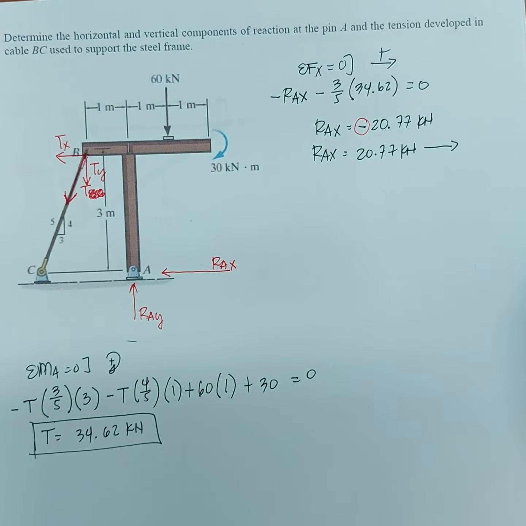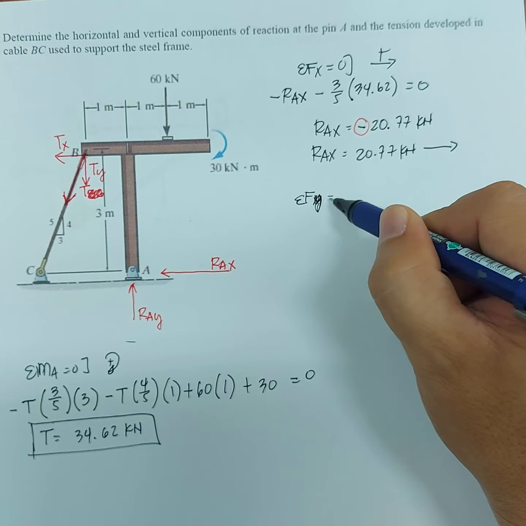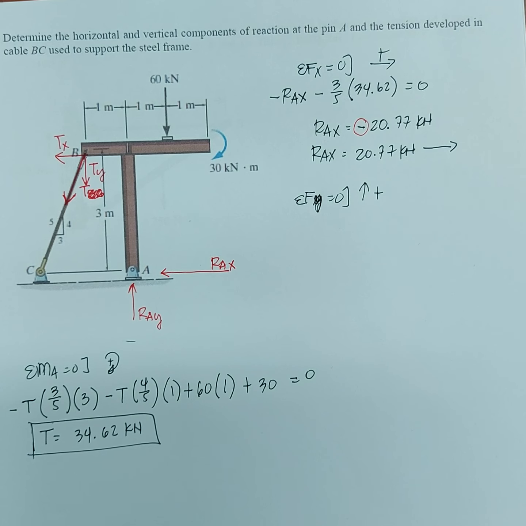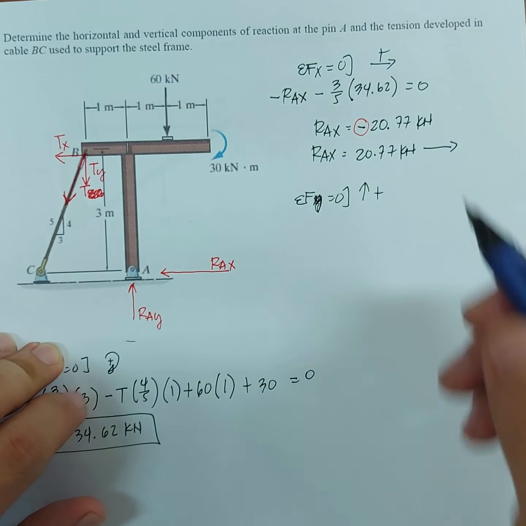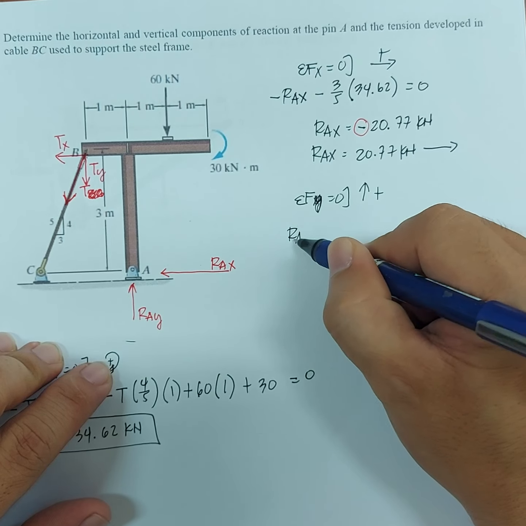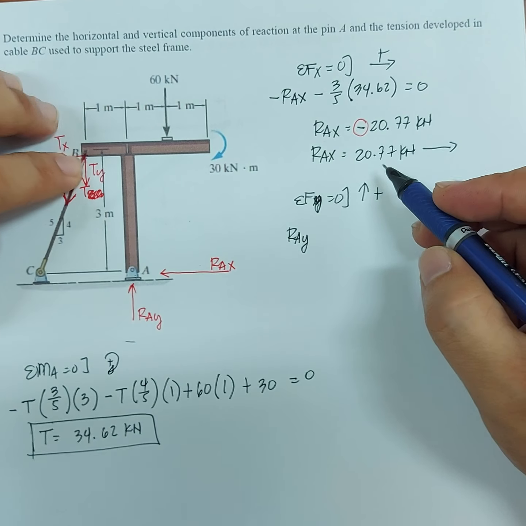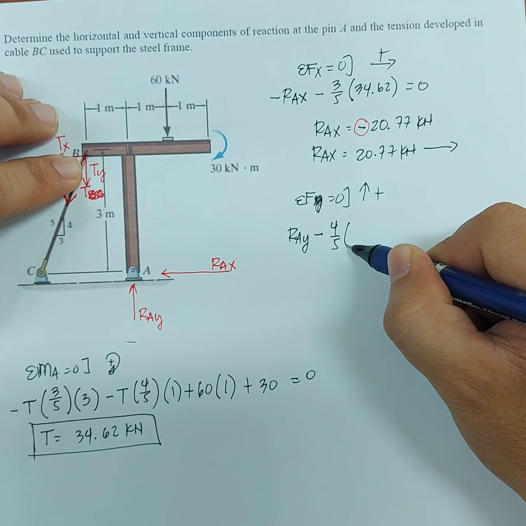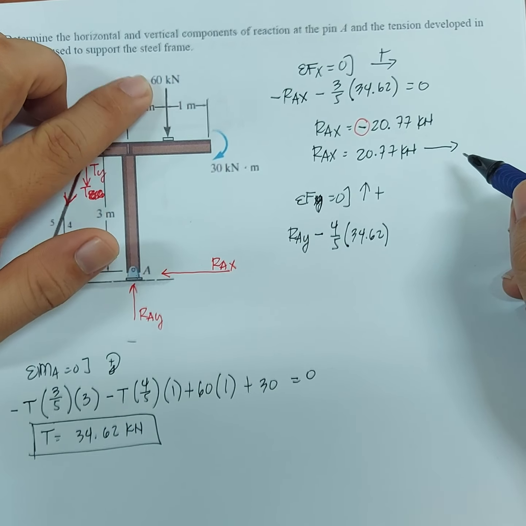Okay? Next, let's solve for RAY. So summation of forces along Y. Upward forces positive. Summation of forces along Y equals 0. We have assumed RAY to be directed upwards. So plus RAY. And then Ty is directed downwards. So minus 4/5 of T, which is 34.62. Then minus 60.